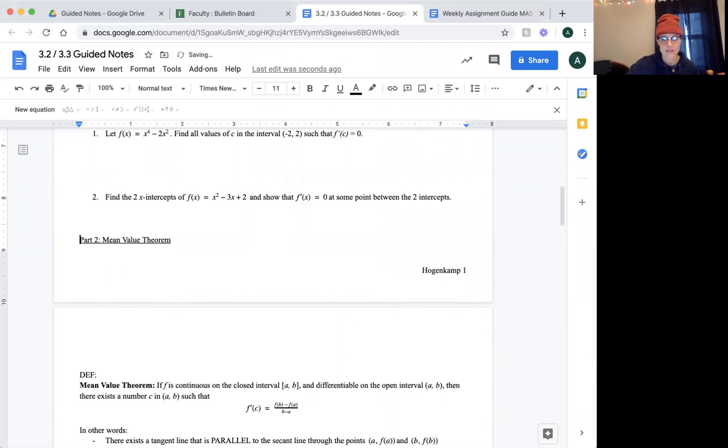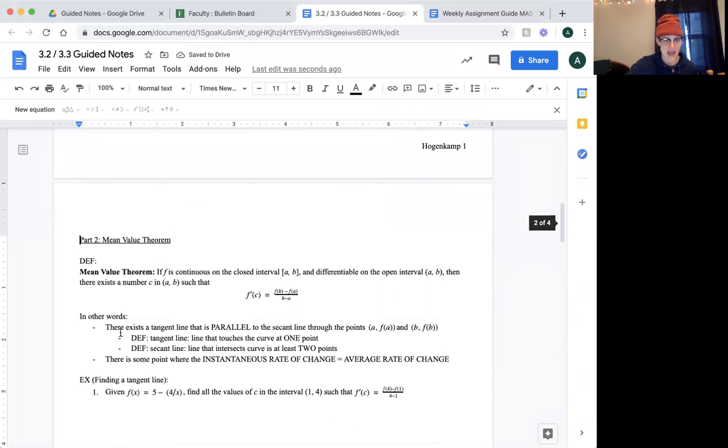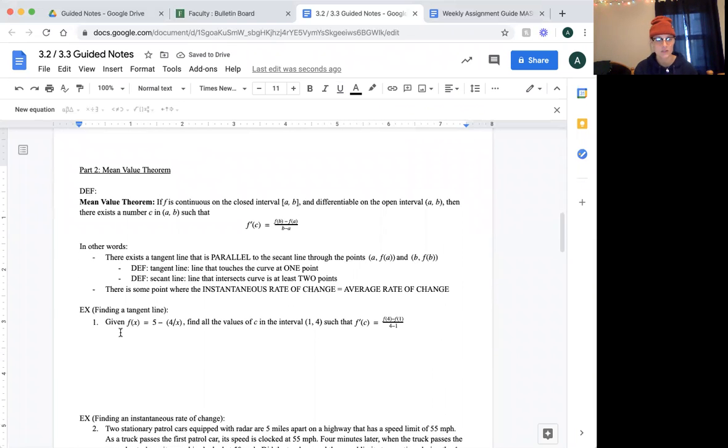All right, part 2 is the mean value theorem, defined as: if f is continuous on the closed interval a to b and differentiable on the open interval a to b, then there exists a number c in (a, b) such that f prime of c, so the derivative evaluated at point c, is equal to f of b minus f of a over b minus a. This one can be interpreted in different terms. This basically is saying that there exists a tangent line that is parallel to the secant line.